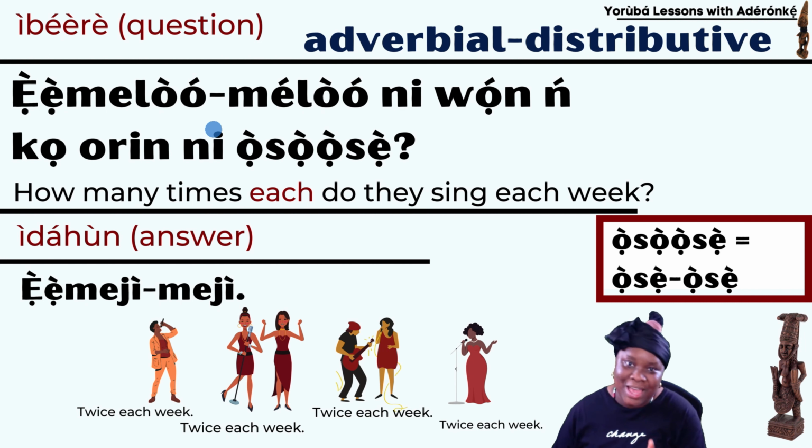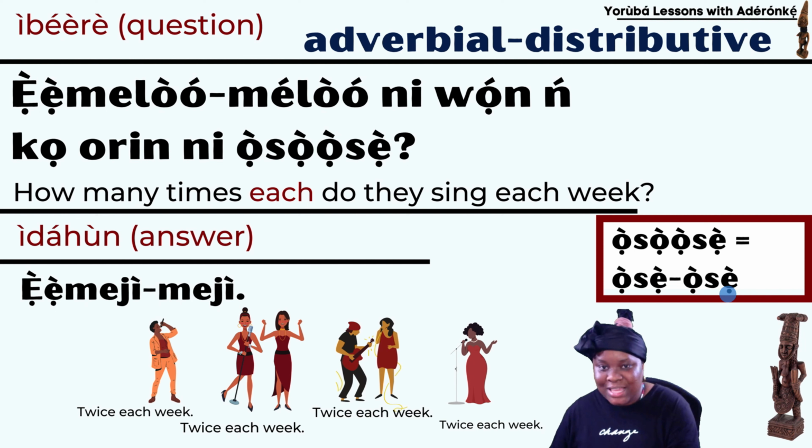Ni wọ́n kọ orin ní ọ̀sọ̀ọ̀sẹ̀. Ọ̀sọ̀ọ̀sẹ̀ is ọ̀sẹ̀ ọ̀sẹ̀. It's like saying méjì méjì, two each. Ọ̀sẹ̀ ọ̀sẹ̀ is each week. Ọ̀sẹ̀ is week. So ọ̀sẹ̀ ọ̀sẹ̀, each week, is what is combined to give ọ̀sọ̀ọ̀sẹ̀.